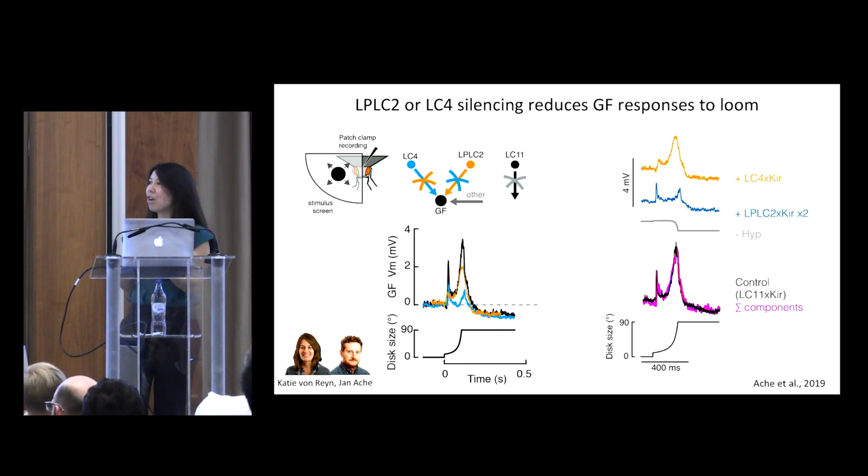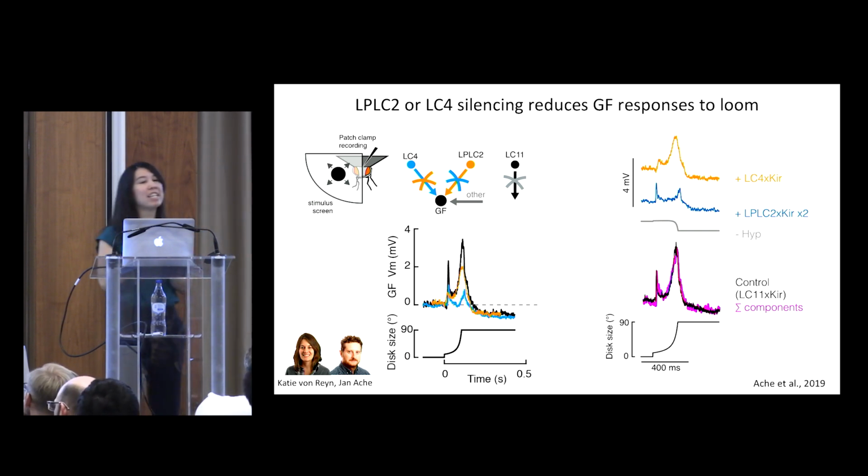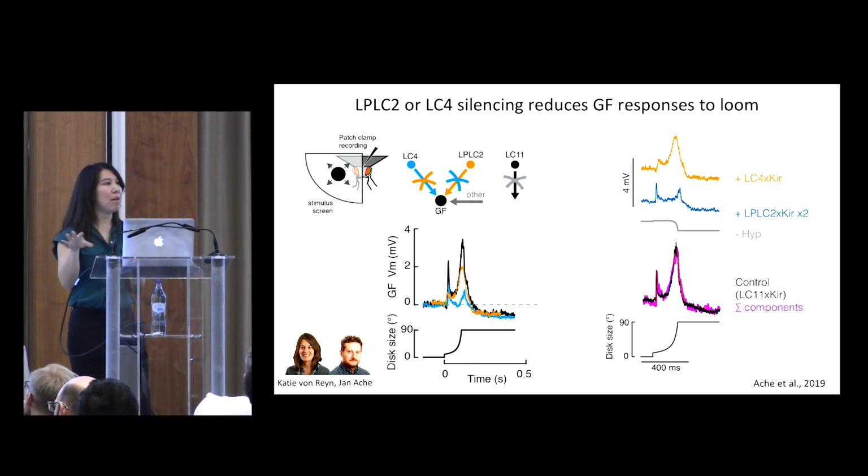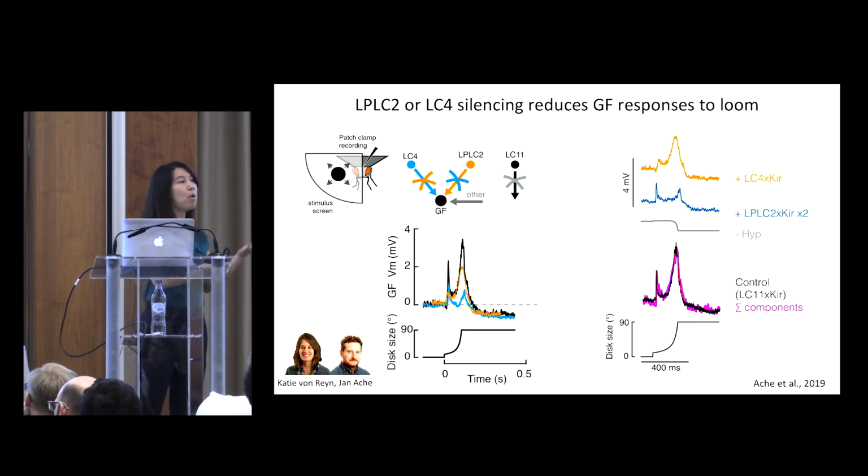And the reason that was significant for us is because it meant that now we can go in and use our silencing data from one of them in order to interpret what we think the other cell type is encoding for the giant fiber. Let me show you an example of what I mean.